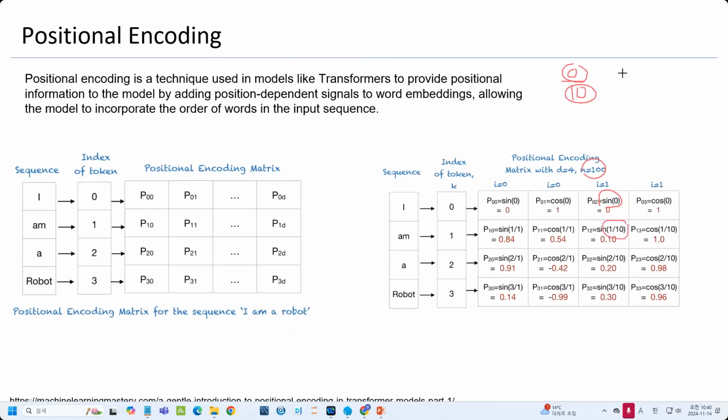And then we have index 1 divided by 10, index 2 divided by 10, index 3 divided by 10. We get these values for the position P02, and we can also get them for position P03 and so on. We can calculate until we have a certain matrix size. Let's say if d equals 4, then we have only 4. So it depends on how you define d and also n.